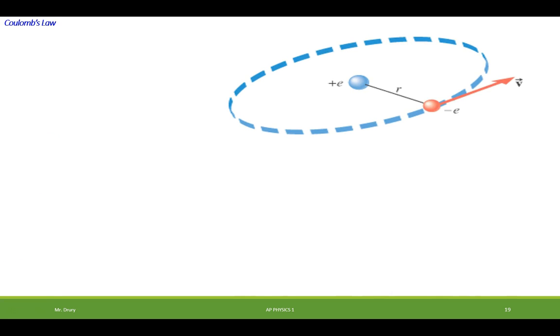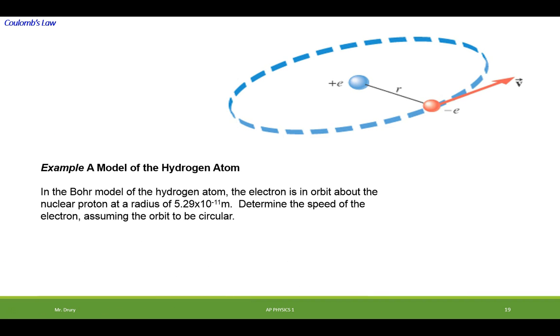Alright, so let's try an example. In the Bohr model of the hydrogen atom, the electron is in orbit around the nuclear proton at a radius of 5.29 times 10 to the negative 11th meters. Determine the speed of the electron, and we're going to assume it's a circular orbit. This is a cool problem because it's combining the idea of electricity that we're learning now in Coulomb's law and centripetal motion, centripetal forces and accelerations, as we did in prior chapters.